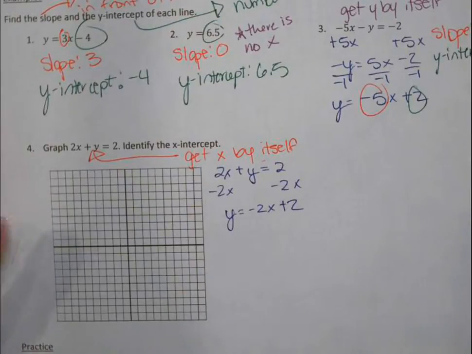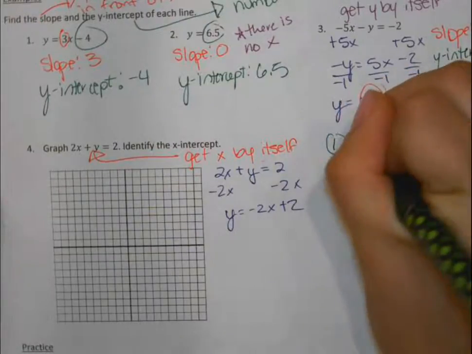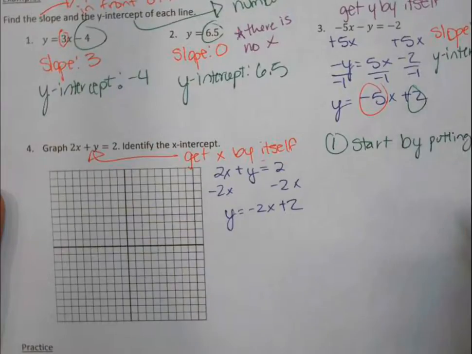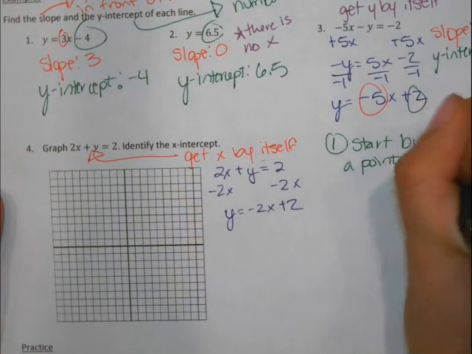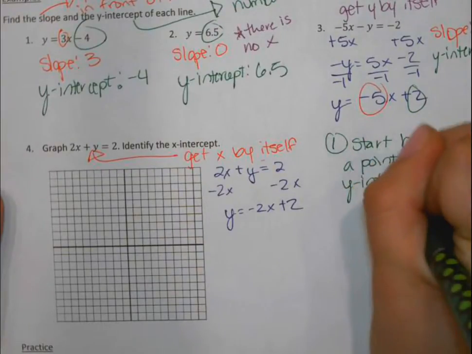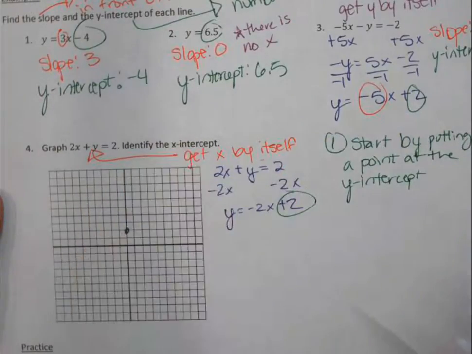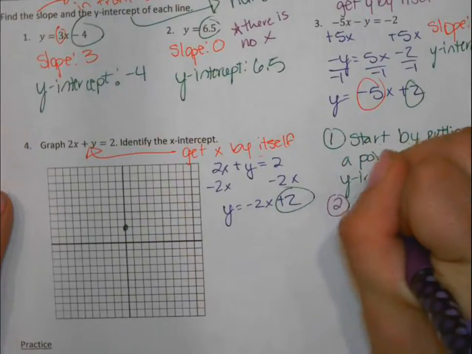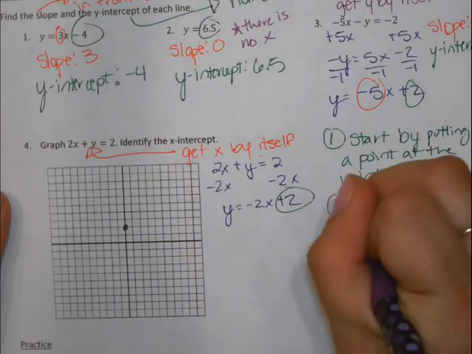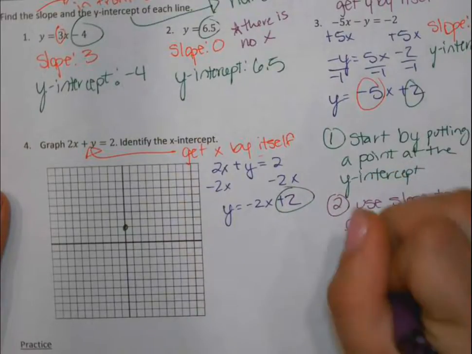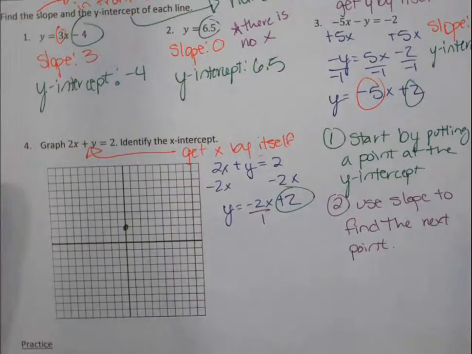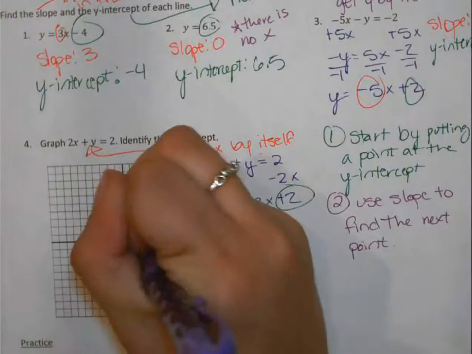Then to graph, I'm going to follow the following steps. I'm going to start by putting a point at the y-intercept. So my y-intercept is 2, so I'm going to go up 2 on the y-axis and put a point. Then my second step is to use my slope to find the next point. So this one, slope is always rise over run, so if it's not a fraction, I'm going to make it a fraction by putting it over a secret 1. So it's got a negative 2 on top, so that means I'm going to go down 2 squares, and then it's got a positive 1 on the bottom, so I'm going to go right 1 and put my second dot.